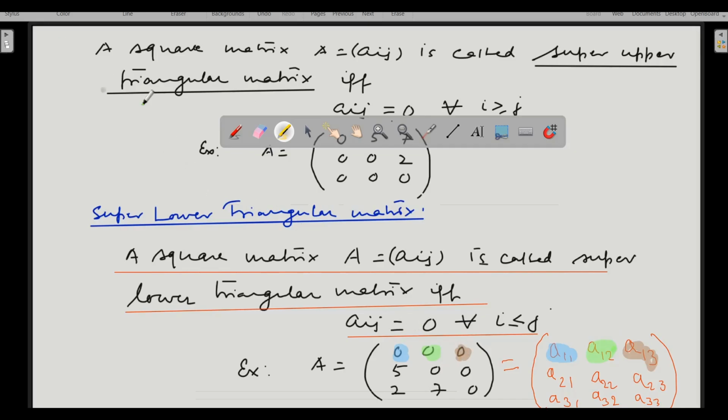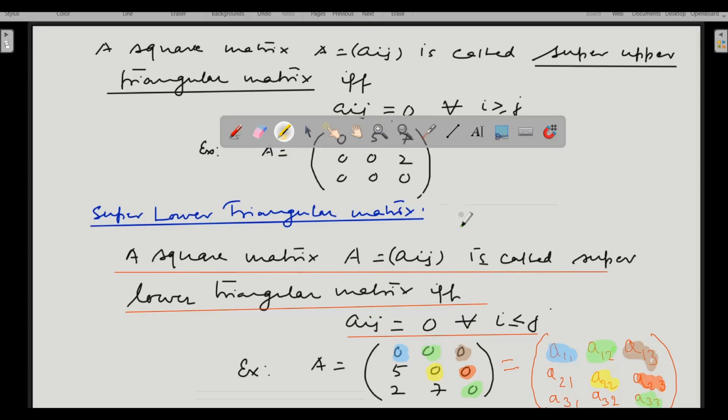Then this corresponds to A22, then A23. So this corresponds to A23. Okay, got it. And I don't have many more colors, so I will mark it with green itself. So this is the thing.